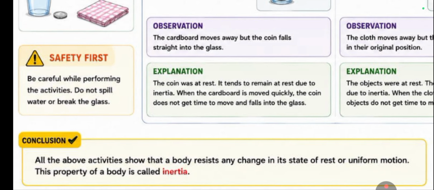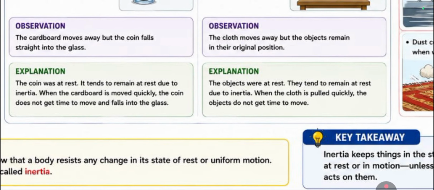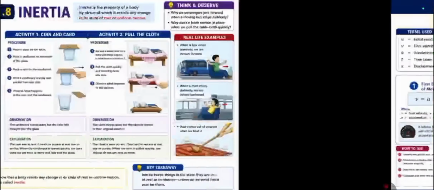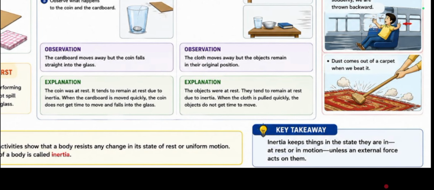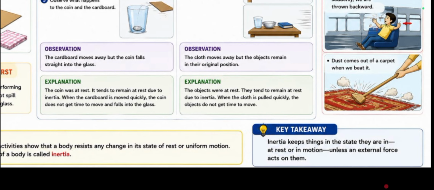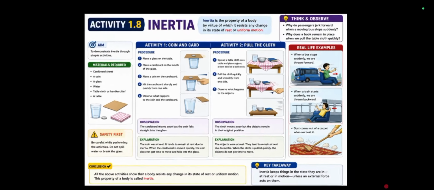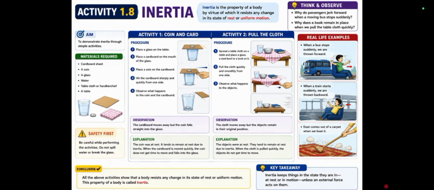So what do we learn in this topic, inertia? All the above activities show that a body resists any change in its state of rest or uniform motion. This property of a body is called inertia. What we learn in this lesson: inertia keeps things in the state they are in, rest or motion, unless an external force acts on them. These are the topics we discussed on inertia. I hope that all of my dear students understand this topic.